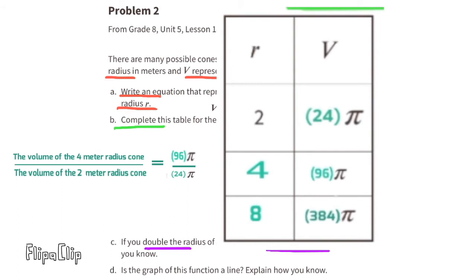But the volume of the cone with a radius of 4 is 96 times pi. And that's actually 4 times bigger than 24. When you double the radius of a cone, you quadruple the volume of the cone.